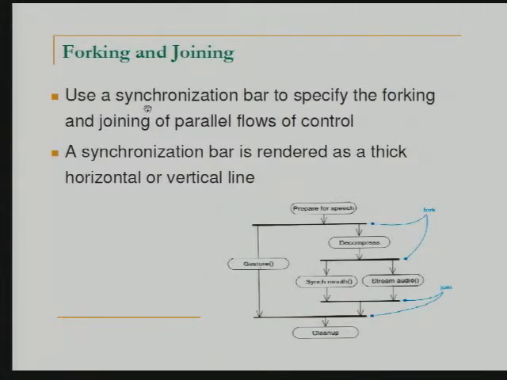Joining and forking. So I'm going to use a synchronization bar to specify the forking and joining of the parallel flows of control, which is obvious by looking at these things. And we use these synchronization bars. It's just a thick horizontal or vertical line. You can represent them either way. When I've got one activity coming into a synchronization bar and then multiple activities out of it, that's a fork. There's one fork there. Here's another fork there. And then when I've got multiple activities coming into a synchronization bar, with one activity coming out, that's a join. So I've got forks and joins.